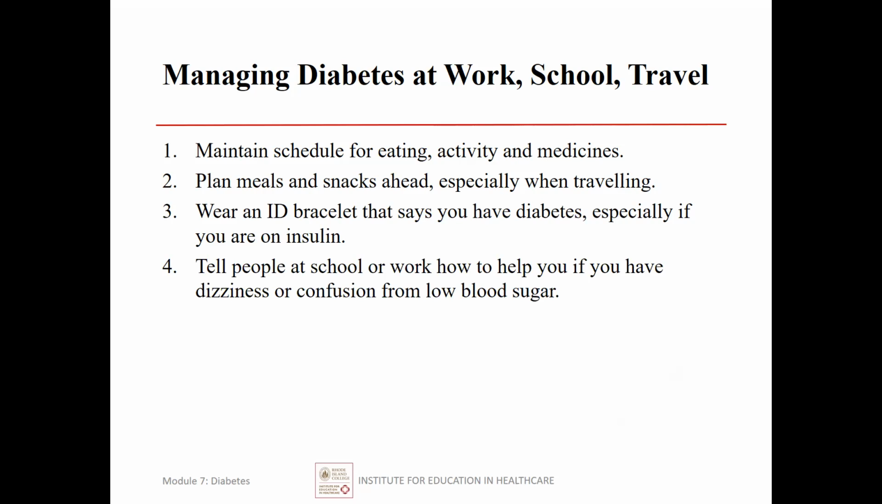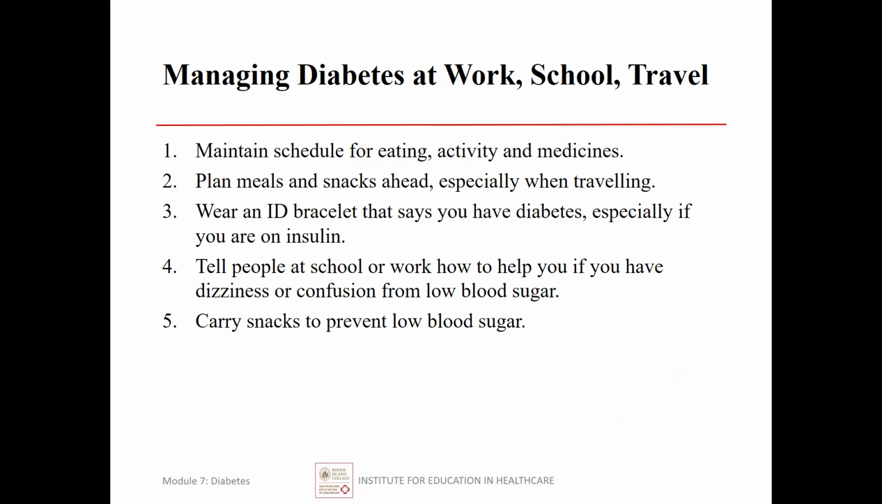Again, they should tell the people around them, so people they see regularly at school or at work, how to help if they have dizziness or confusion from low blood sugar. And in some cases, they may want to actually write the plan down, meaning, specifically, give me a half a cup of juice, or give me 4 hard candies that I keep in my backpack.